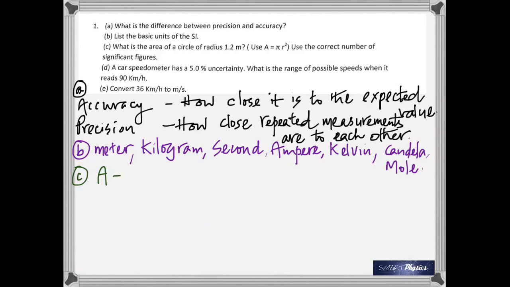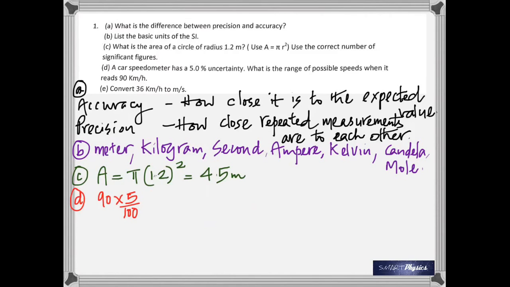What is the area of a circle of radius 1.2 meters? Area is pi r squared, that's given. Calculate that, and you notice that the number of significant figures there is just 2, so the answer should have 2, which is 4.5 meter.